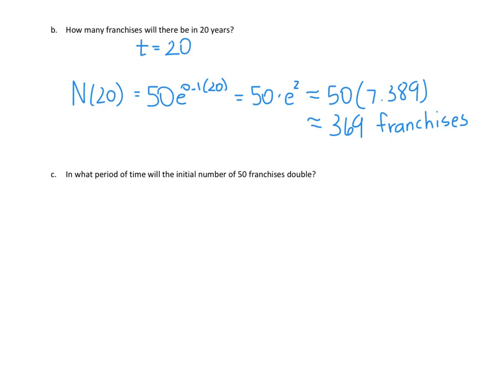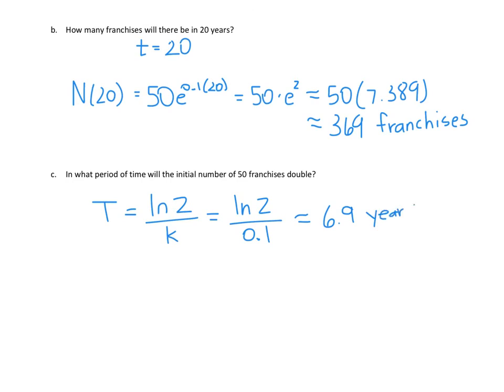For part C, in what period of time will the initial number of 50 franchises double? So here we want to know when it'll double, so we're wanting to know the doubling time. Well, from our notes, we found that t, the doubling time, is equal to the natural log of 2 divided by k. That is our formula for finding doubling time, where k is our growth rate. So here we have the natural log of 2 divided by k, which is 0.1. And if we calculate that, natural log of 2 divided by 0.1 comes out to be approximately 6.9 years, rounded to 1 decimal place.